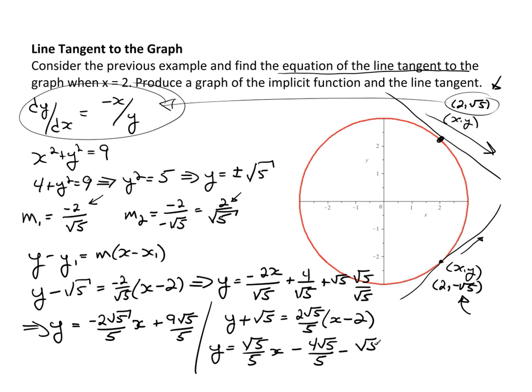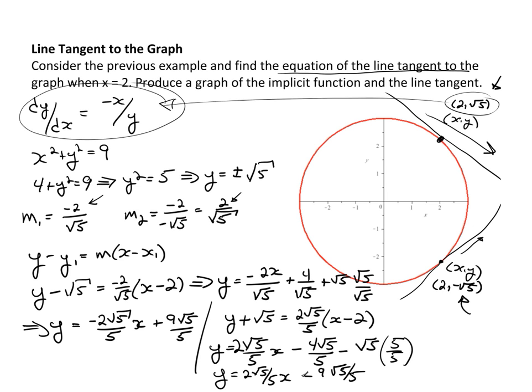minus root 5. And again, I'm going to multiply this by, actually, because I already did this conversion, I need to multiply this by 5 over 5 to get the common denominators here. I'm going to end up with y equals, and I just noticed I skipped this 2 here, so this could be 2 root 5 over 5 x. And then here I'm going to have minus 9 root 5 over 5. So this is my second equation.